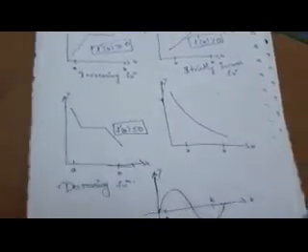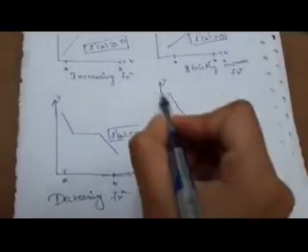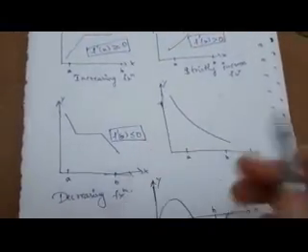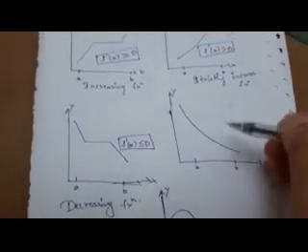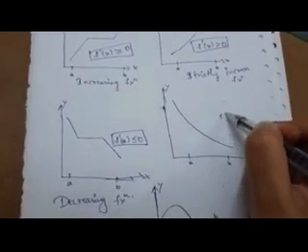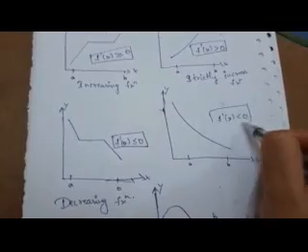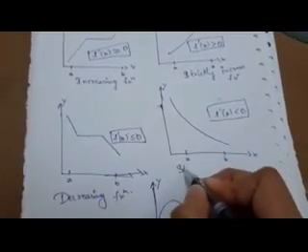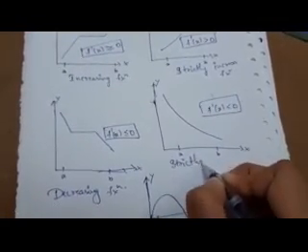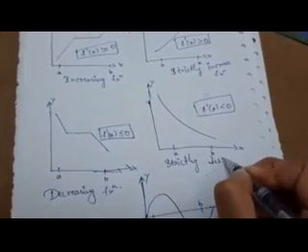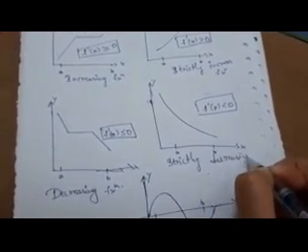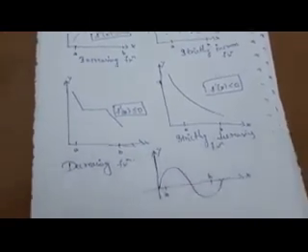Similarly, in the next example, within the interval a comma b, the function is strictly decreasing. We are not getting even one point such that f dash of x is equal to 0. So within the interval a comma b, when f dash of x is strictly less than 0, such functions are called strictly decreasing functions.